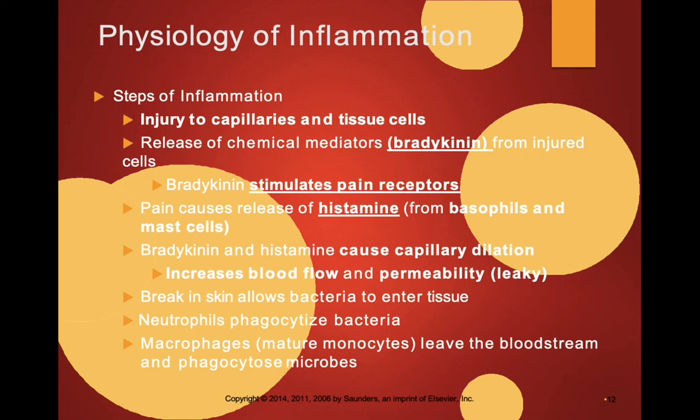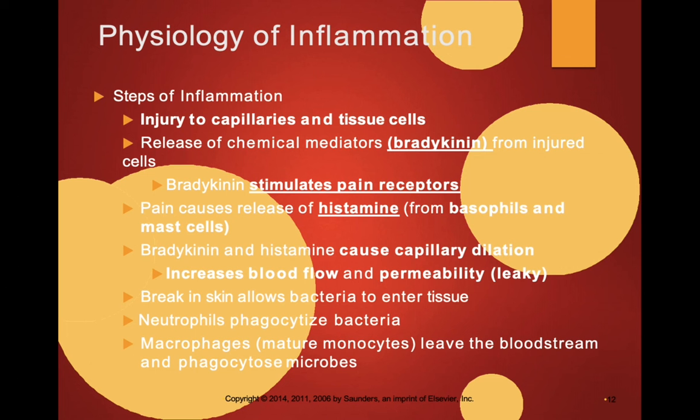Now, the steps of inflammation, you're going to have injury to the capillaries that we just showed you before, and all the tissue cells. Now, when that happens, your body has to make you aware of it. So there's going to be a release of this chemical mediator called bradykinin. Bradykinin is released from the injured cells. And the bradykinin, when it's released, it's going to stimulate these pain receptors. There are some receptors for hot, other receptors for cold, some receptors for light touch and deep touch, and we have pain receptors.